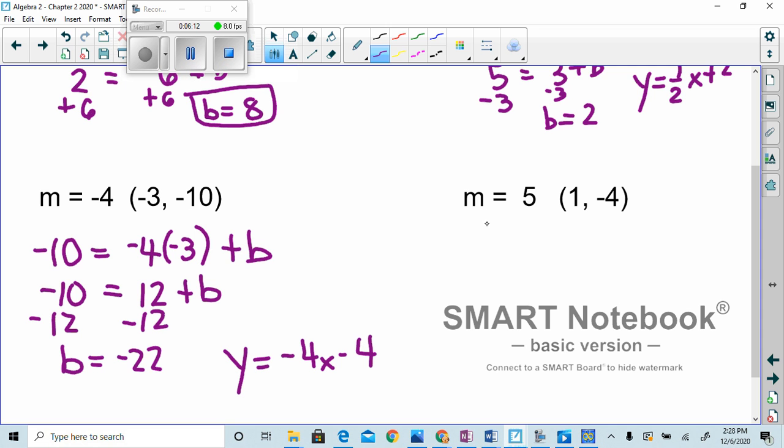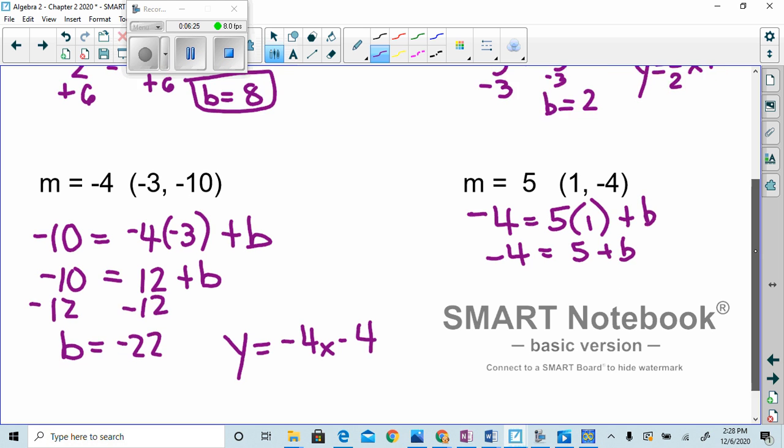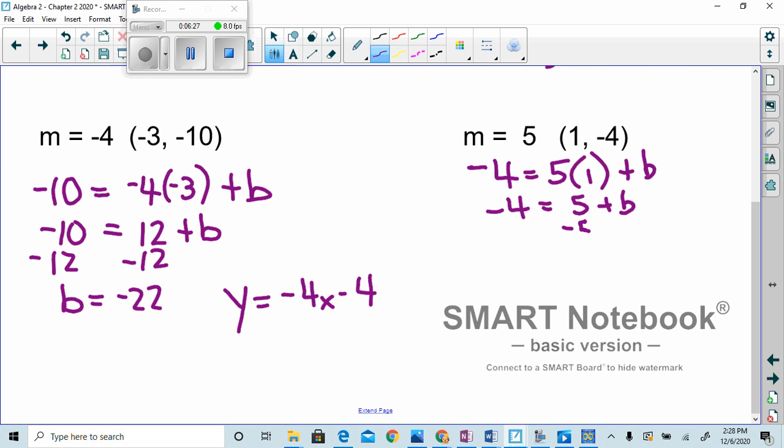Our last problem for today, y is equal to mx plus b. -4 is equal to 5 plus b. We'll subtract 5 on both sides, and we'll get the value of b to be -9. Don't stop there until you write the equation. y is equal to 5x, and we have a -9.